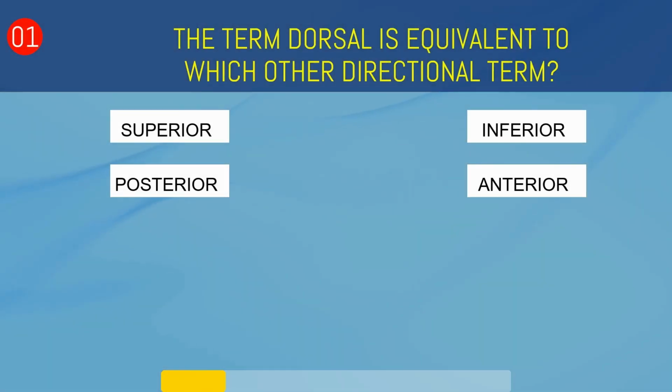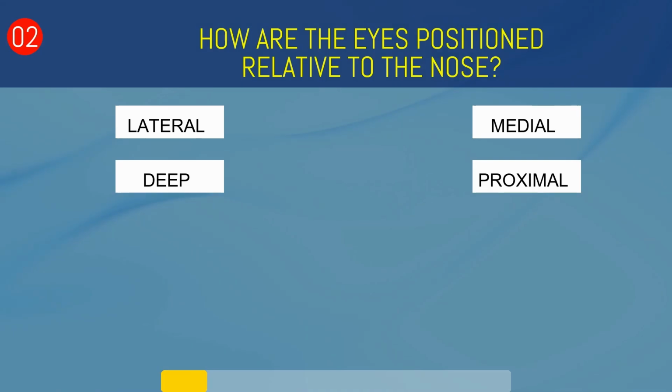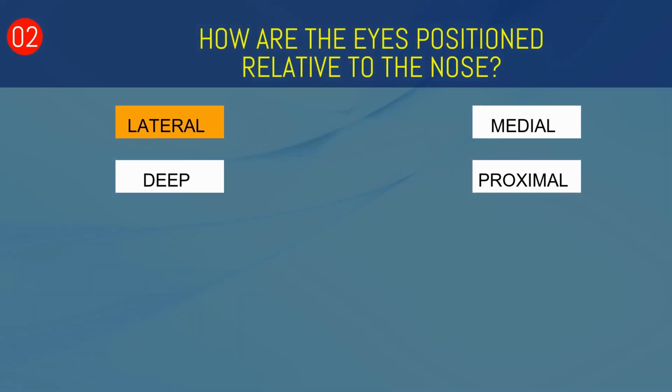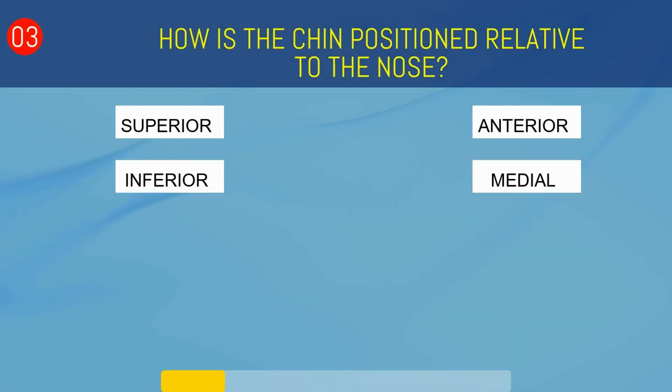The term dorsal is equivalent to which other directional term? Superior, posterior, inferior, or anterior? Posterior. How are the eyes positioned relative to the nose? Lateral, deep, medial, or proximal? Lateral. How is the chin positioned relative to the nose? Superior, inferior, anterior, or medial?